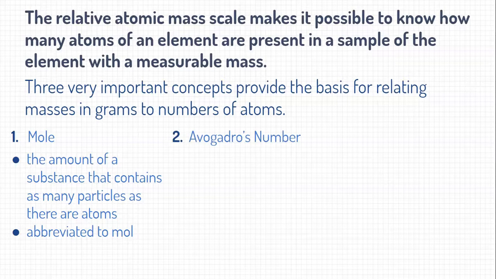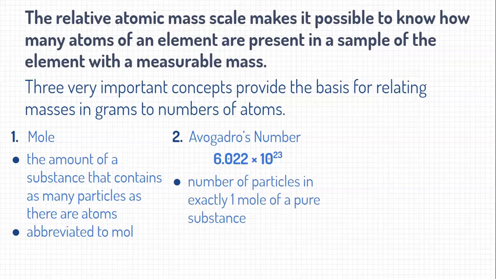Our next concept is Avogadro's number. It's not avocado, it's Avogadro's number. And his number is 6.022 times 10 to the 23rd. And that number means it's the number of particles in exactly 1 mole of a pure substance. The units for Avogadro's number are molecules, atoms, or particles.